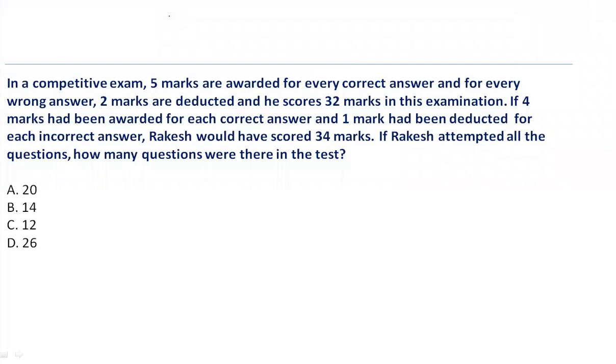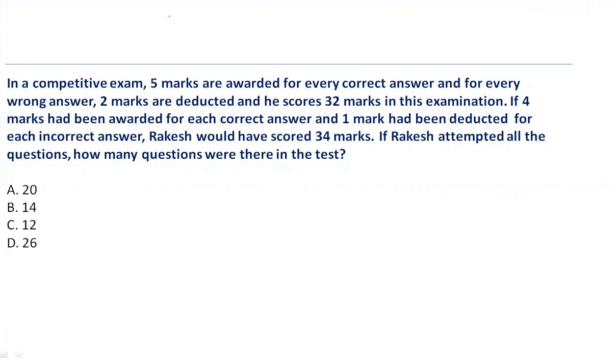In a competitive exam, 5 marks are awarded for every correct answer, and for every wrong answer, 2 marks are deducted, and he scores 32 marks in the examination. If 4 marks had been awarded for each correct answer and 1 mark had been deducted for each incorrect answer, Rakesh would have scored 34 marks. If Rakesh attempted all the questions, how many questions were there in the test?